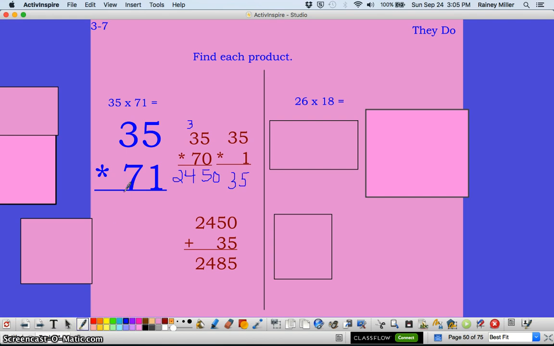Now if I'm doing the other way of doing it, imagine that the 1 is only here. 1 times 5, 5. 1 times 3, 3. Okay, I don't have anything I need to erase up here, so then I put in my 0 since I'm doing my 70 now. 7 times 5, that's 35. 7 times 3, 21, plus 3, that's going to be 24. So I get the exact same answer as before. So 2,485.